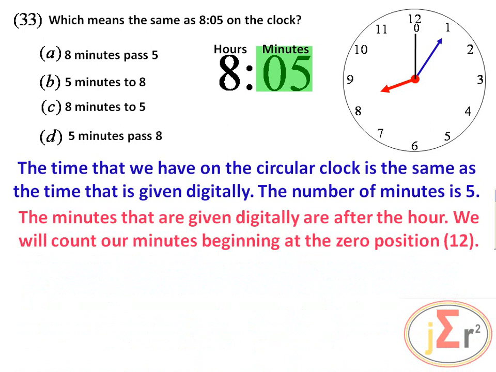The minutes that are given digitally are after the hour. We will count our minutes beginning at the 0 position, which is at 12. And we only have 1 jump. Just 1 jump right there.